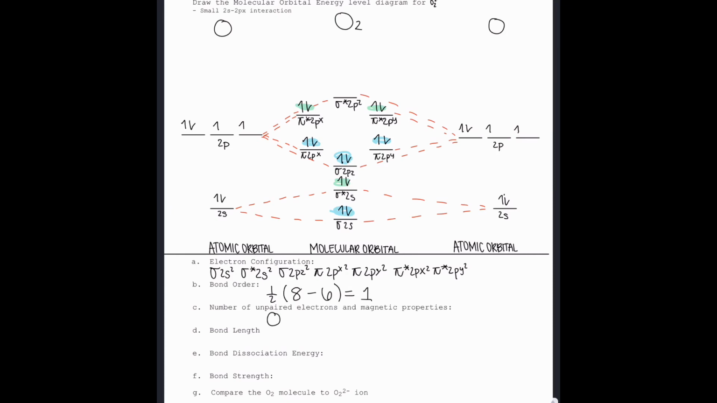The number of unpaired electrons would be 0. And O2 2- magnetic properties would be diamagnetic. The bond length would be the same as F2, and the bond dissociation energy would also be the same as F2.